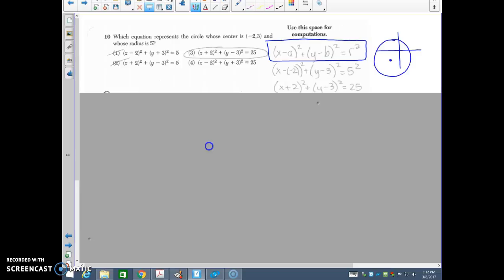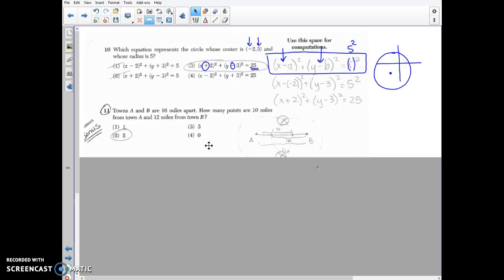What it means is we want to put the opposite sign of negative 2 inside a set of parentheses, and the opposite sign of B inside a set of parentheses. The biggest thing to remember is that you're squaring the radius, so if the radius is 5, then the ending number is going to be 25. We touched base on that a little bit. We will become experts on that very, very soon.